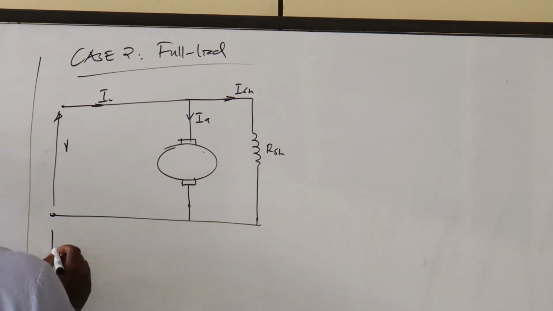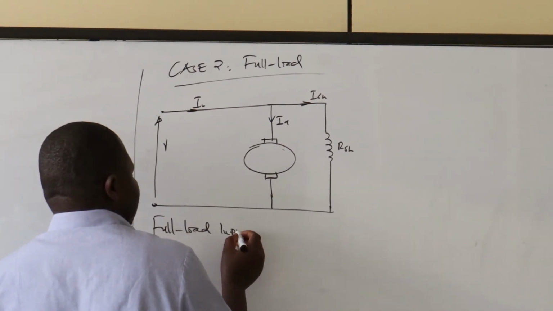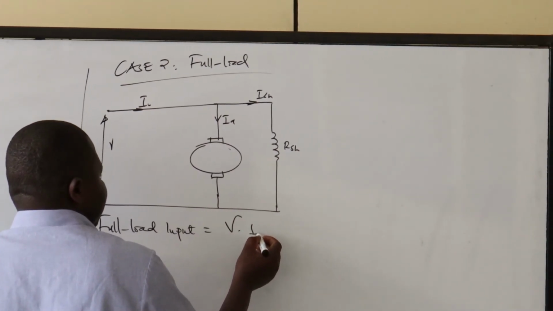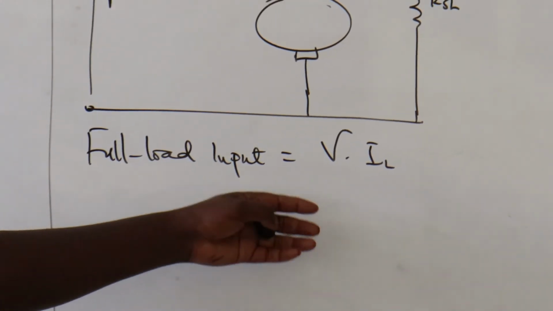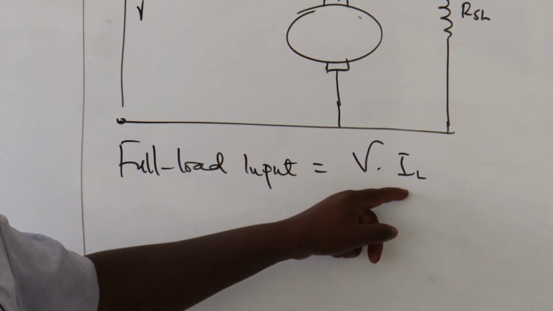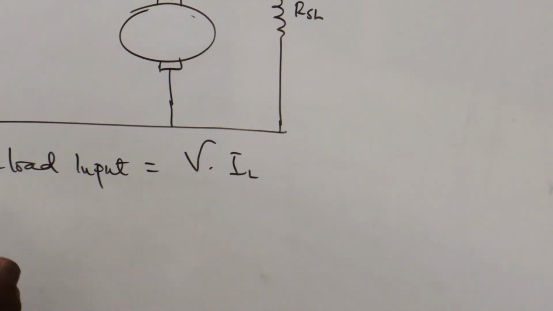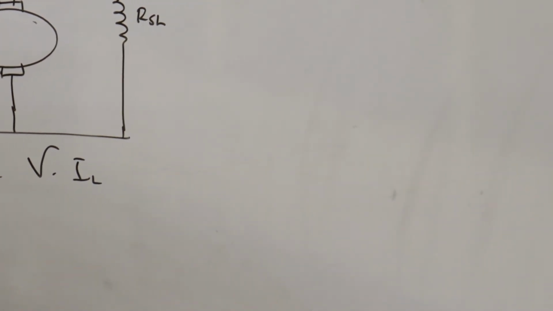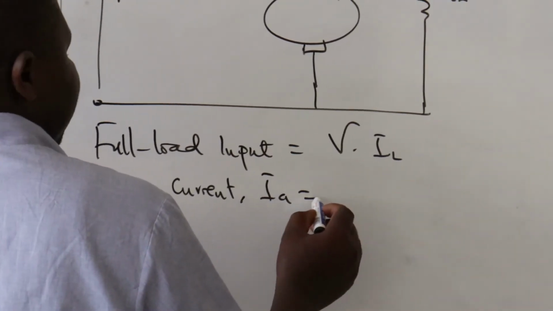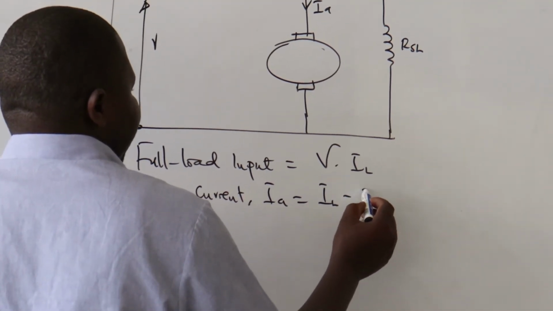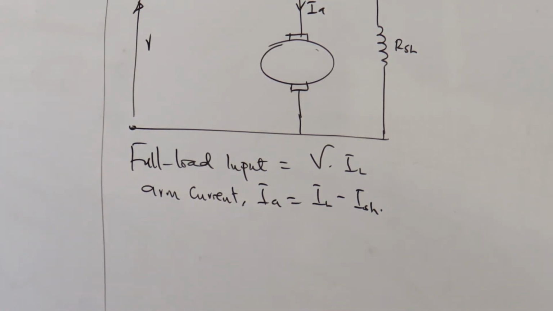Again, the full load input will be given by V times the input current, right? The voltage times this gives us the input to this system when we run it at full load. And again, we need to get the full load armature current I_A, which is equal to I full load minus the shunt current, the full load one. We have only changed the values. The procedure is the same.